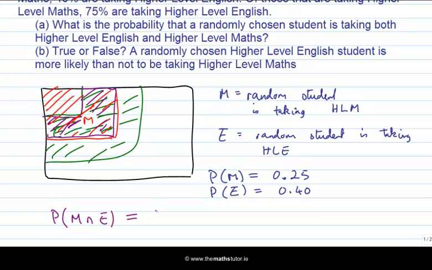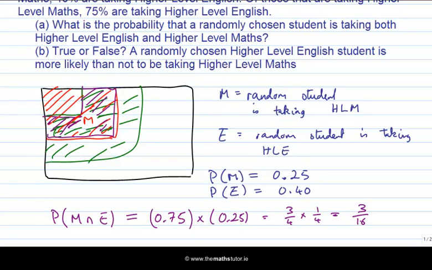And so what do we know? We know that as a proportion of the red area, that's 0.75, and the red area is 1/4 of the total. So really this is going to be 0.75 times 0.25. It's going to be 3/4 of 1/4. And what's that? Well, let's write it as fractions. That's going to be 3/16.